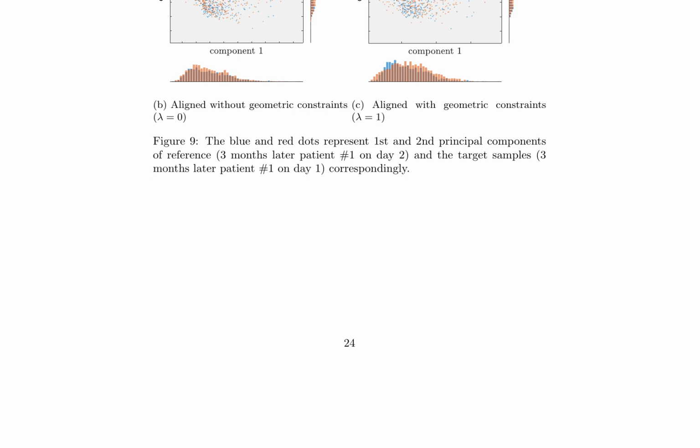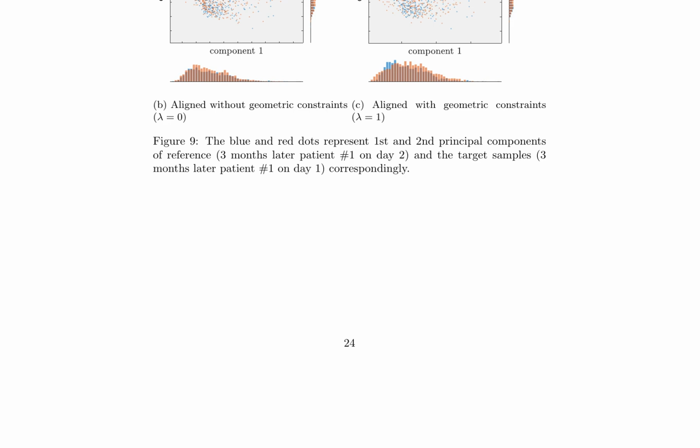Incorporating geometric constraints is particularly significant in this study, as it allows for a more precise comparison between reference and target samples. By considering spatial relationships, the analysis captures subtle patterns and correlations that might be missed using traditional alignment methods.